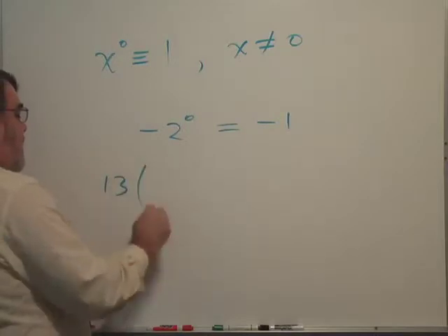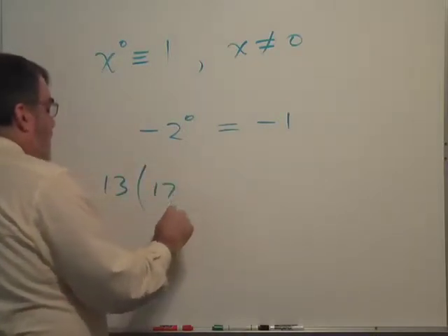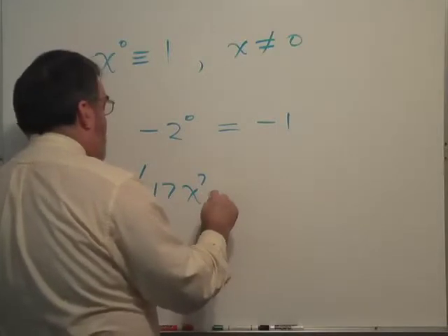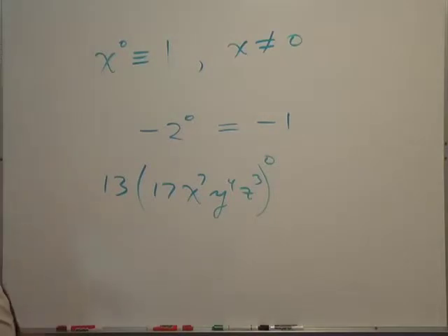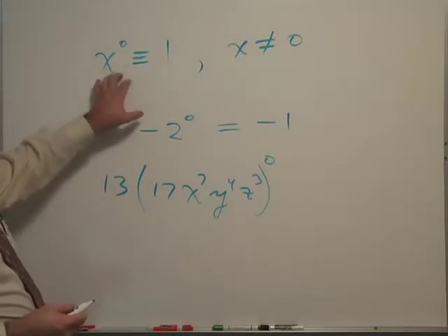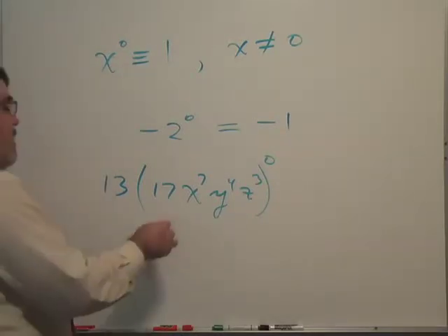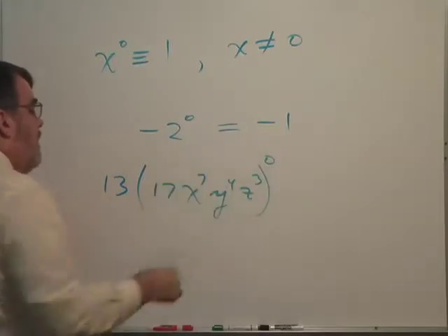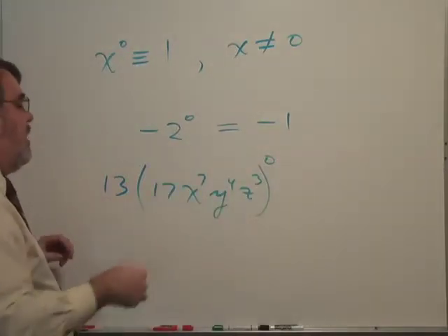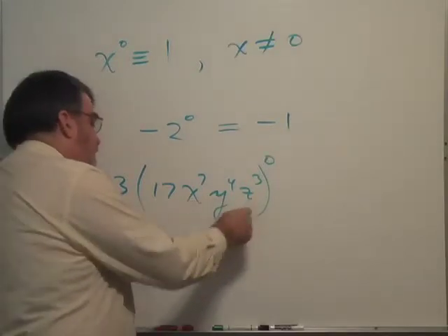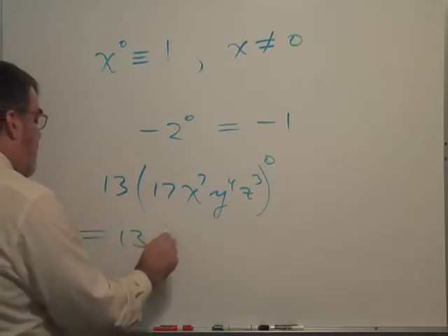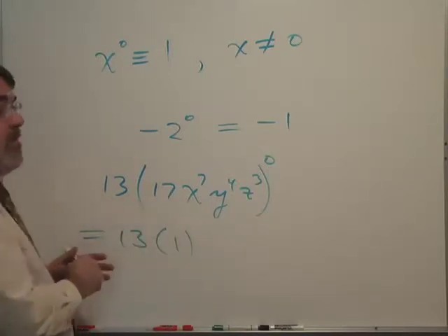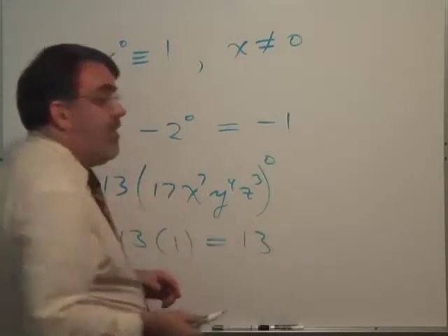Here's one. How about 13 times 17x to the 7th y to the 4th z cubed, raised to the 0 power. All right, well, that's a long mess there. But anything to the 0 is equal to 1, which means really this whole quantity, as long as x, y, or z don't equal 0, this whole mess is going to equal 1. And 13 is multiplying it, so it's really 13 times 1, which is 13.